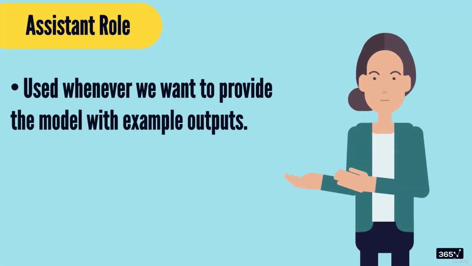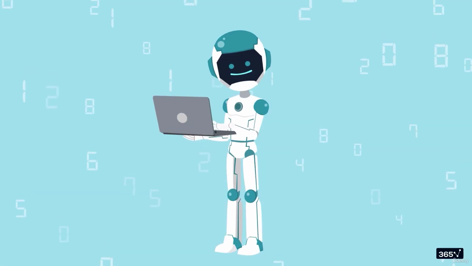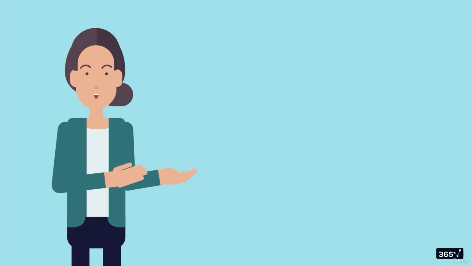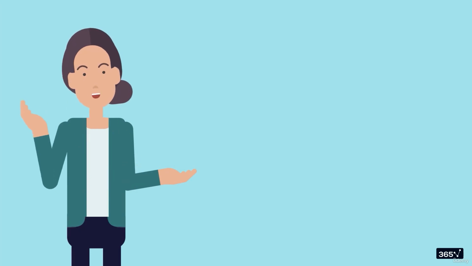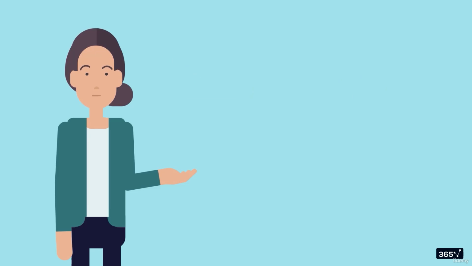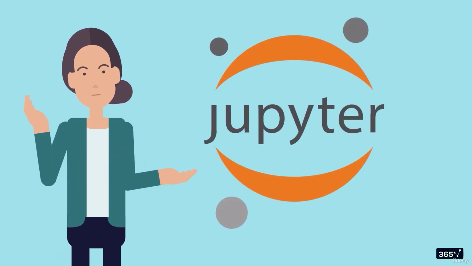As a final remark, note that the model's response is also considered an assistant role message. In the next lesson, we'll see this explicitly in the code. All right, I'm confident you've grasped the idea behind each role type, which will prove crucial in our LangChain discussion shortly. Now it's time to return to our notebook and continue implementing our chatbot.